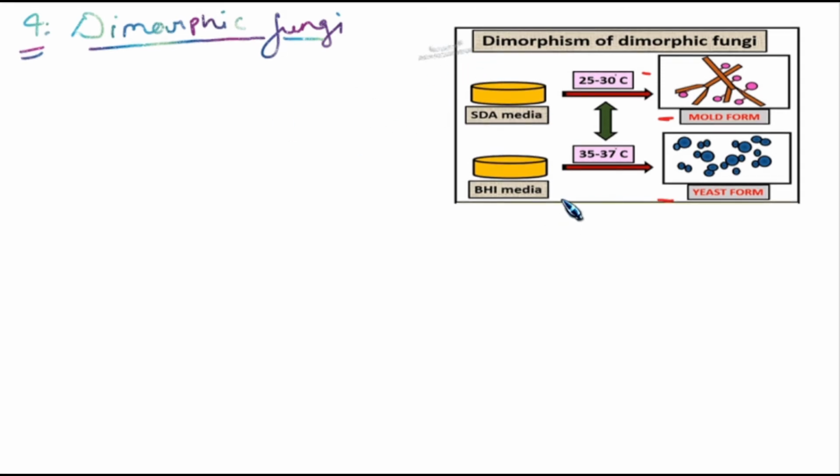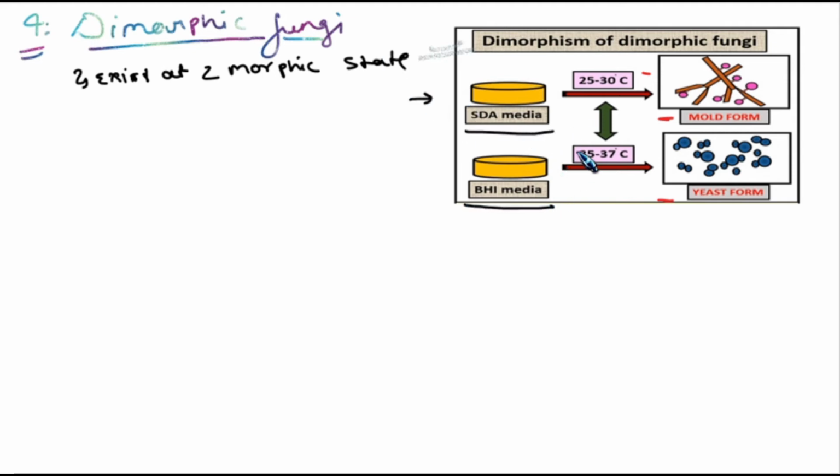Now let's move to our fourth one, that is dimorphic fungi. Dimorphic fungi exist in two morphological states, that is mold form and yeast form. On SDA, Sabouraud dextrose agar medium at 25 to 30 degrees Celsius, the fungi exist in mold form, and on BHI, brain heart infusion agar medium, they exist in yeast form.